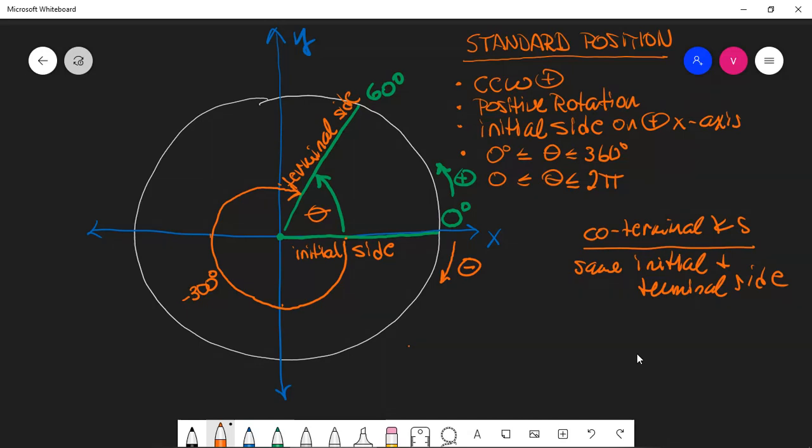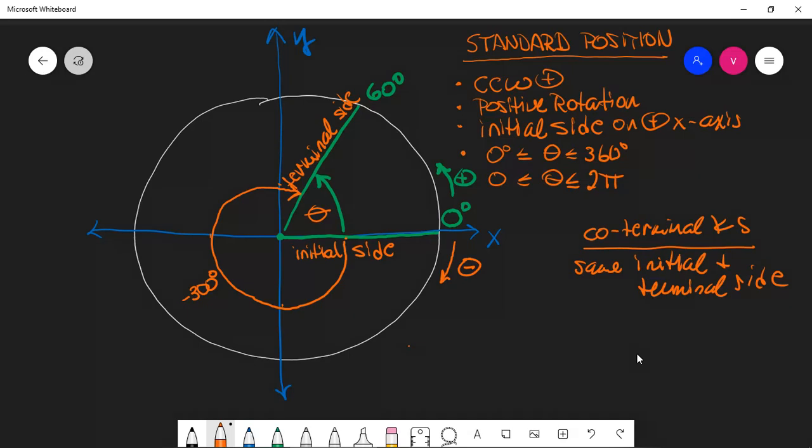So here, positive 60 definitely is in the standard position. That's what we like, okay? The negative 300 is actually a different way of saying the same angle, but it is not in standard position.